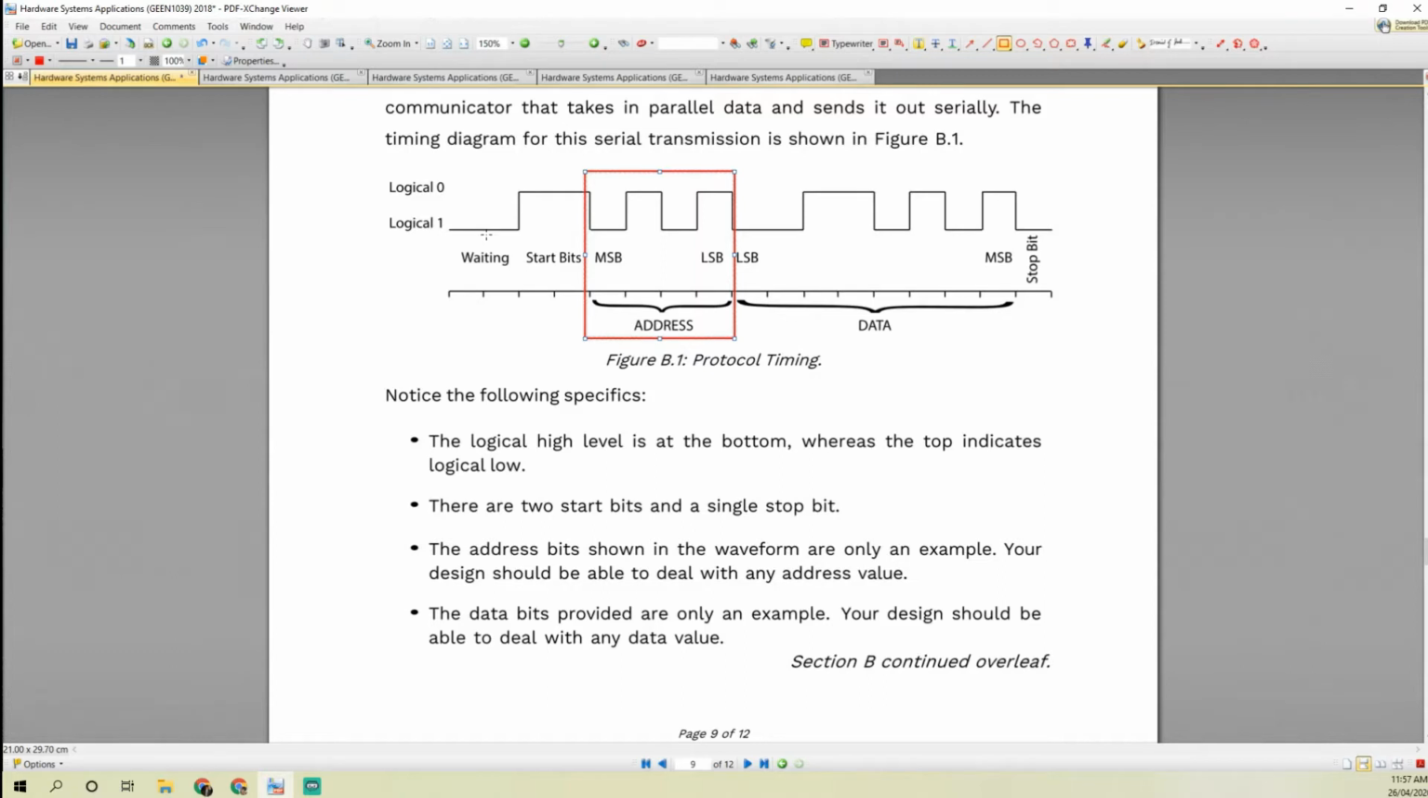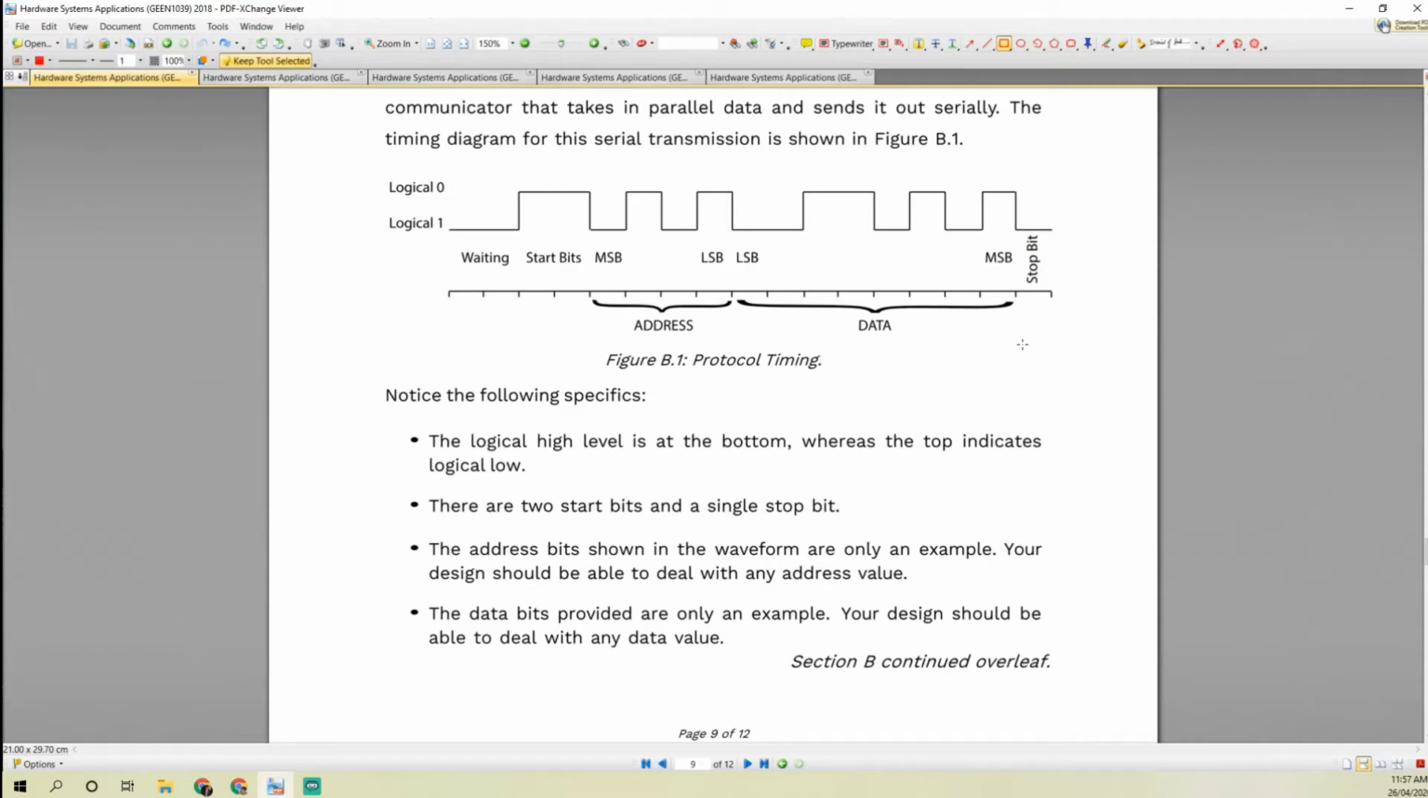So what this means for us is that there is this serial communicator which is going to take in data in a parallel manner, and what that means is like 8 bits at a time. So here from the timing diagram, we see that the address bits is 4 bits wide and the data bits are 8 bits wide. Okay, so how the serial communicator works is it's going to take in the 8 bits and the 4 bits.